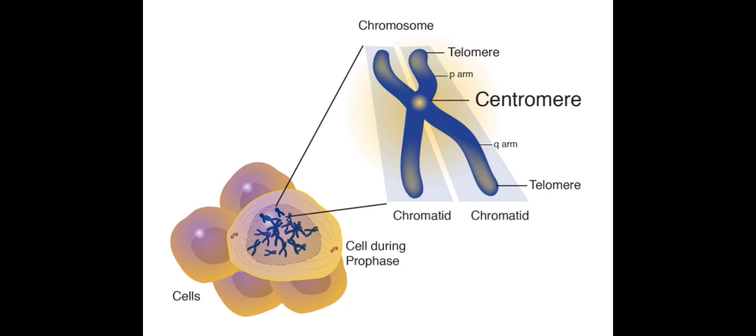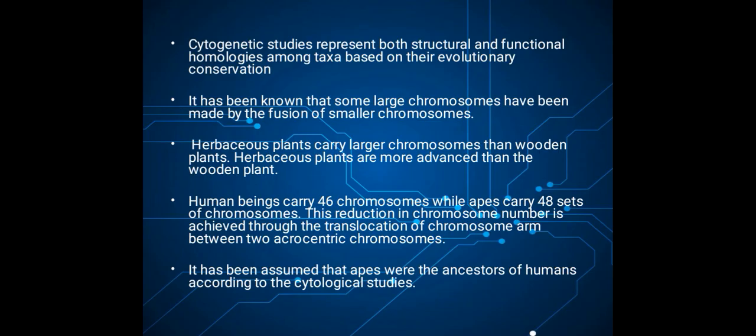Chromosome, cell during prophase, centromere, Q-arm, P-arm, telomere, and chromosome. Cytogenetic studies represent both structural and functional homologies among taxa based on their evolutionary conservation. It has been known that some large chromosomes have been made by the fusion of smaller chromosomes. Herbaceous plants carry larger chromosomes than woodland plants. Herbaceous plants are more advanced than woodland plants.